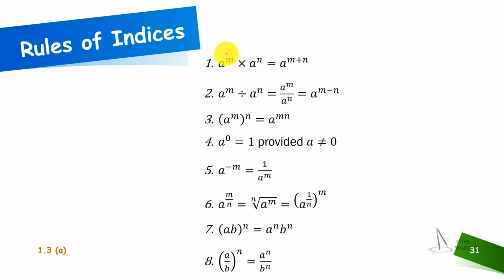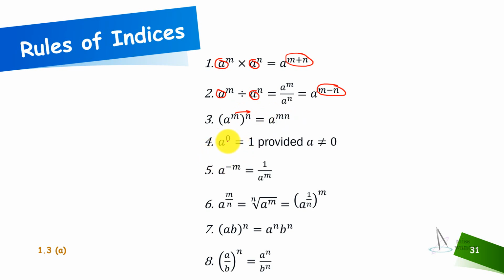So the first one, we have a to the power of m multiply with a to the power of n. As you can see, we have the same base over here. So if we have the same base, multiplication within the same base, we're going to add the index. And then for here, we have a division for the same base. Both of them, we have a. So that means we're going to minus the index. And then we have a to the power of m to the power of n. So what will happen is that we're going to multiply the power. So it will become a to the power of mn.